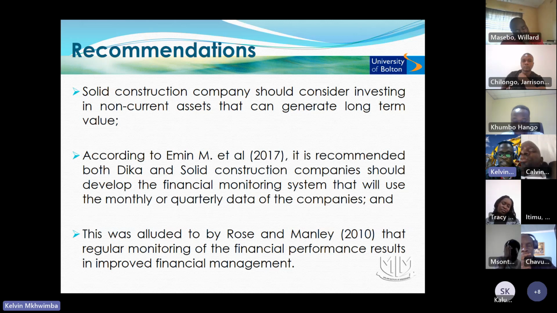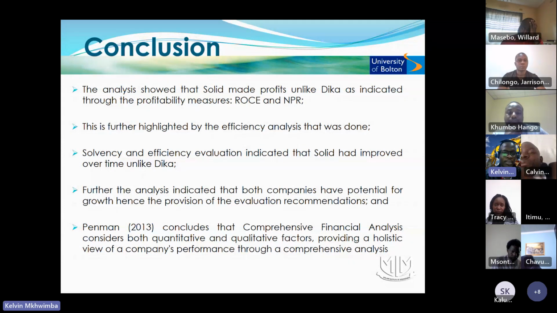Another author, Rose and Manley, also agrees that it's really important to monitor the data that these two companies are having, because at the end of the day, we want to look at the financial performance and how they have improved financially in terms of their management. Reaching that far, I'll now conclude with the presentation.